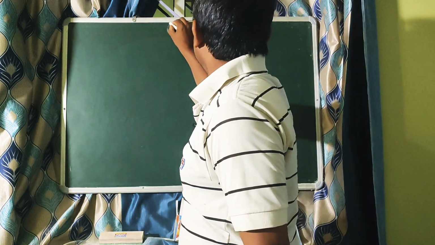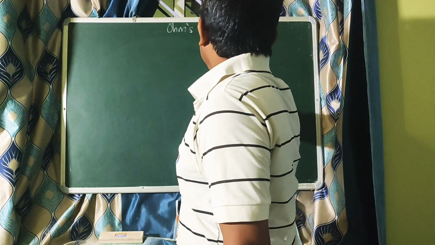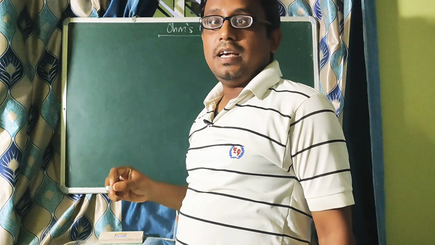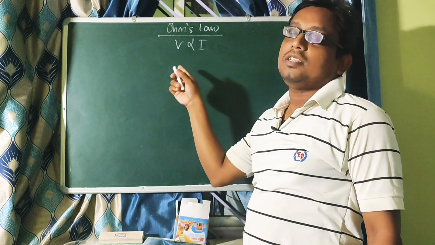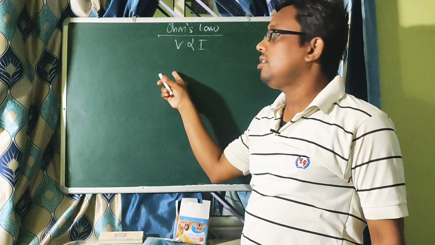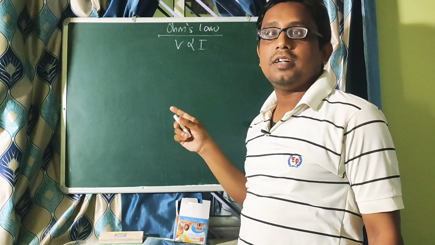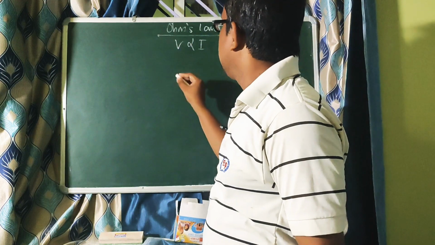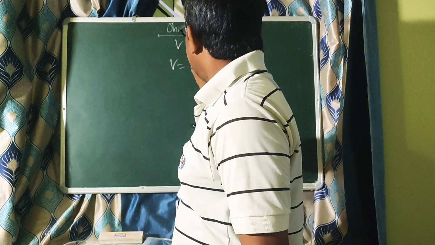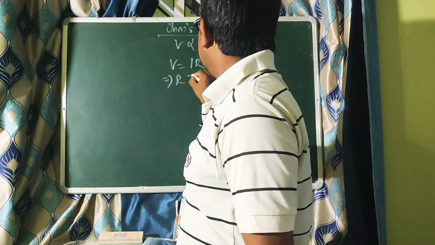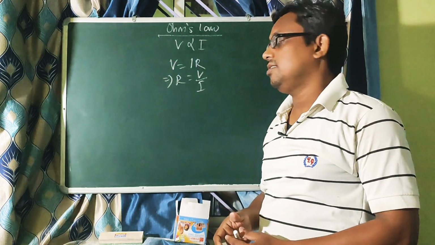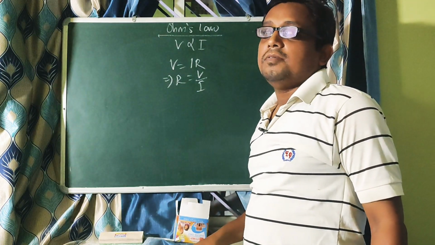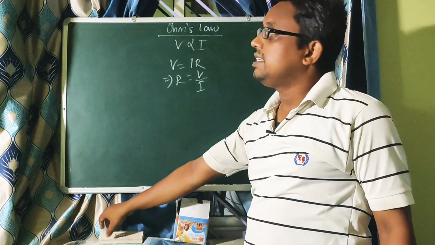So in last class we have read about Ohm's law, and in Ohm's law we have read that V is directly proportional to I. That means the potential difference across the two ends of a conductor is directly proportional to the amount of current flowing through a conductor. So here we have written V is equal to IR, or R is equal to V by I, which is the resistance. R is the resistance of the conductor. Today we will see on what factors this resistance depends.